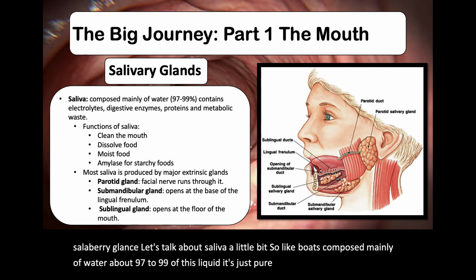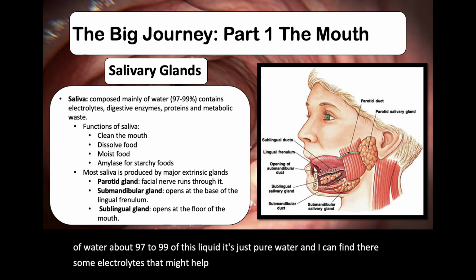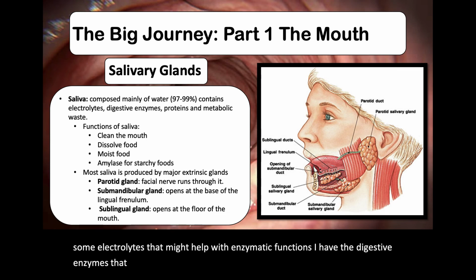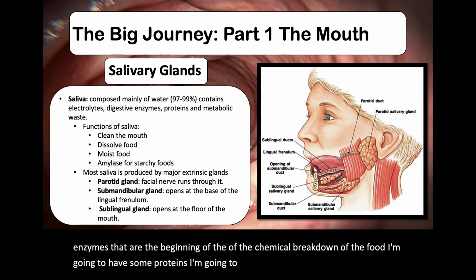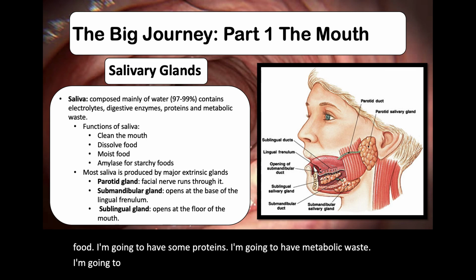I can find there are some electrolytes that might help with enzymatic functions. I have the digestive enzymes that are the beginning of the chemical breakdown of the food. I'm going to have some proteins. I'm going to have metabolic waste. I'm going to have several things that make up the saliva, but for the most part, it's just water.